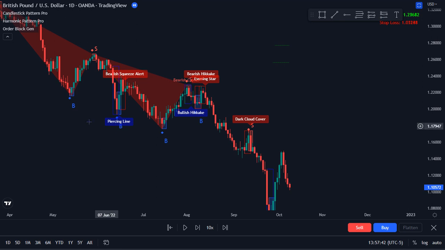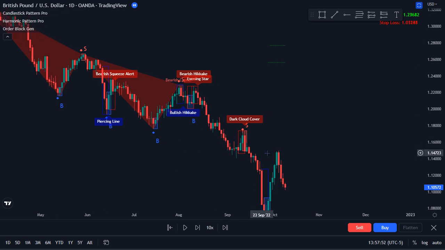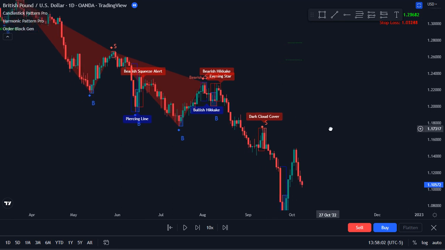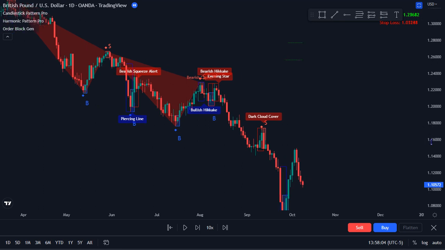You can see right now I've got these three indicators on: the Candlestick Pattern Pro, Harmonic Pattern Pro, and the Order Block Gen. And I like to work with multiple time frames, starting as high as the weekly, occasionally monthly, but always with the daily, at least analyzing that and then working my way down to lower time frames to find a trade.